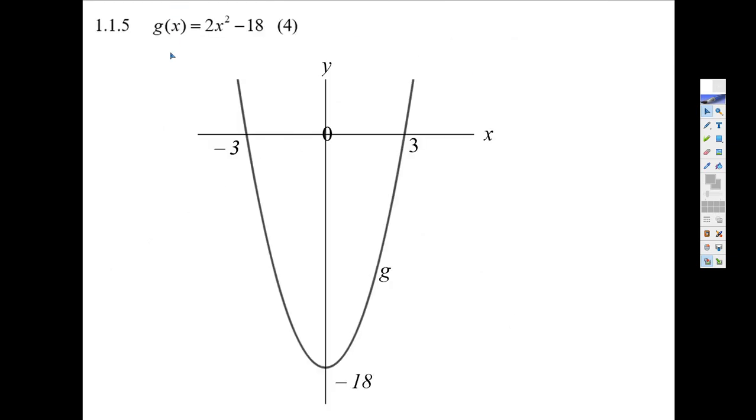Okay, let's do the last function that we had here. g of x equals 2x squared minus 18. Well, you have to know this is a parabola. You have to know that it's happy because it's positive. So you put in happy. And you know if x is 0, the y-intercept is minus 18. The only tricky part is getting the x-intercepts, and it's not that tricky.